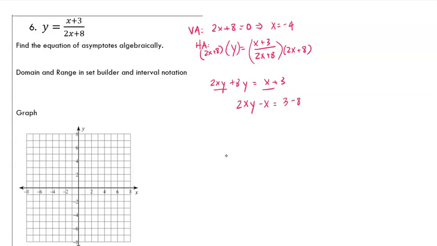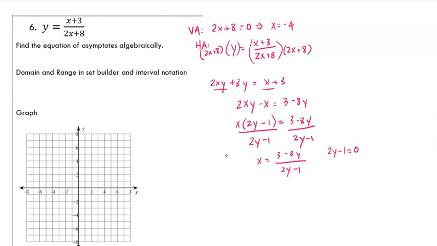And that's 3 minus 8y. Factor out the x. Divide both sides by 2y minus 1. So we get x equals 3 minus 8y over 2y minus 1. Now that we've isolated x, we can just set that denominator equal to 0. So we have 2y equals 1, y equals 1/2.